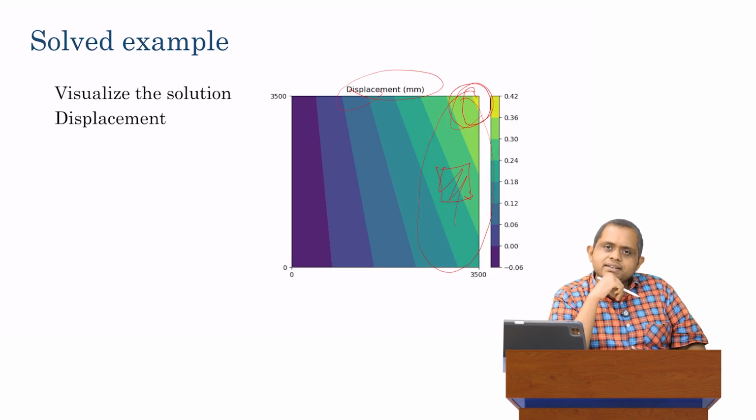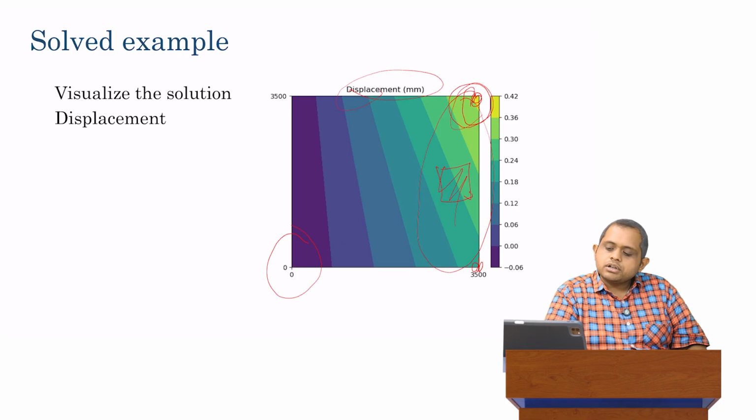Actually, most likely this is not correct, and it's because we don't have enough elements. So basically we have a solution here, we have a solution here, but we don't actually have a solution in between. So the interpolation is not actually accurate. But that's what we're seeing over here, and if we look at this corner, we actually have a very slight negative displacement.